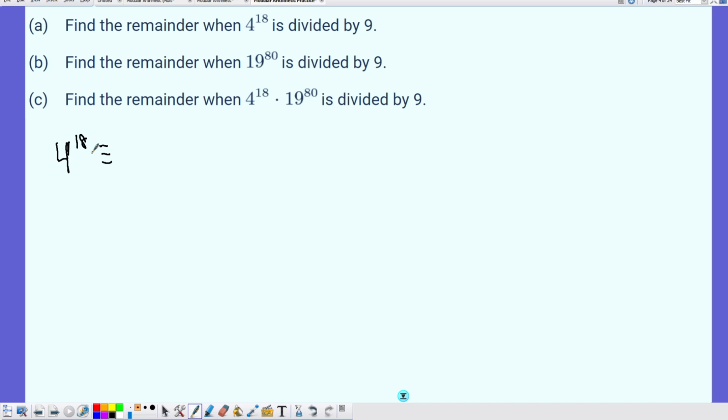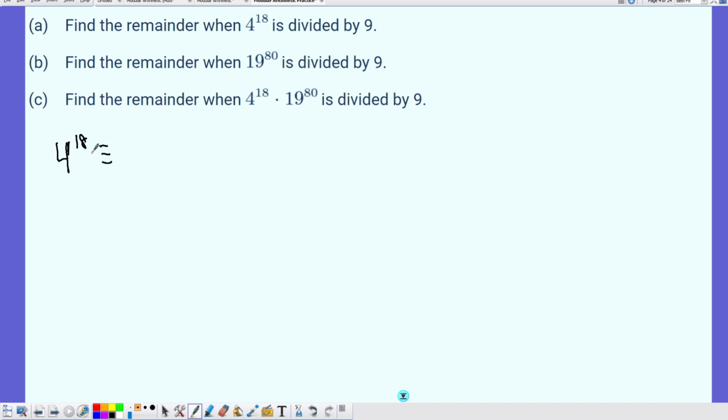Mod 9. What can we discover in mod 9 that would make my life a little bit easier? Well, let's think of the easiest number to work with. That would be a 1, obviously. So what power of 4 mod 9 would result in it being equivalent to 1?